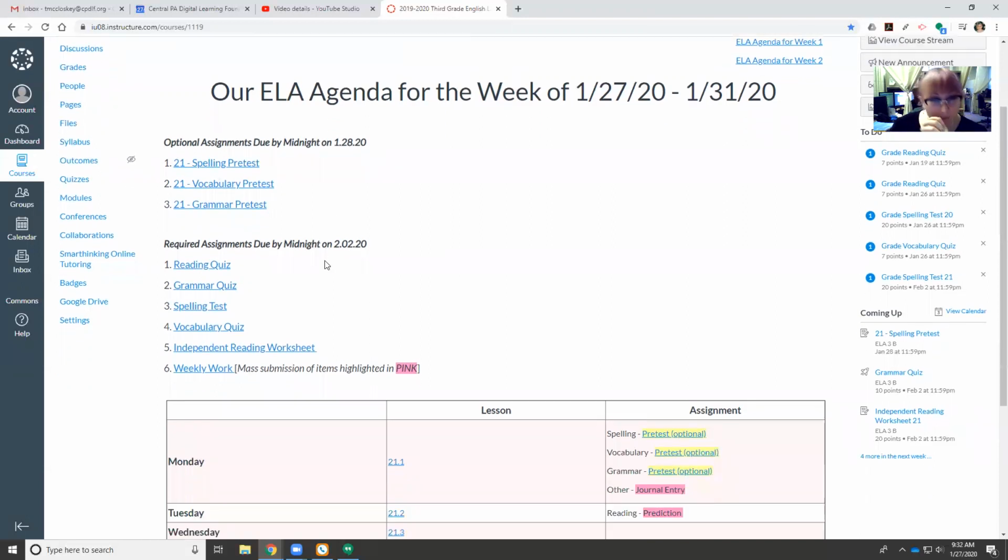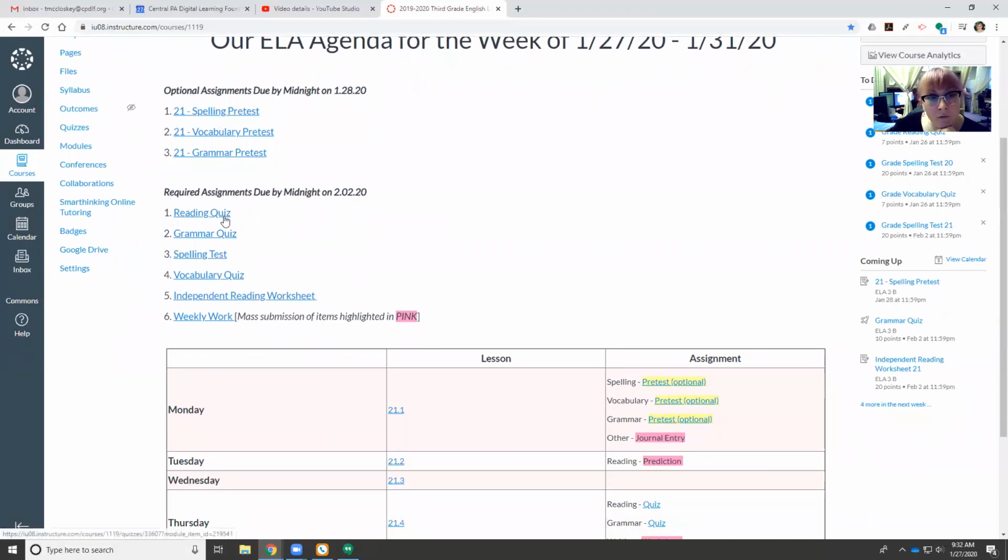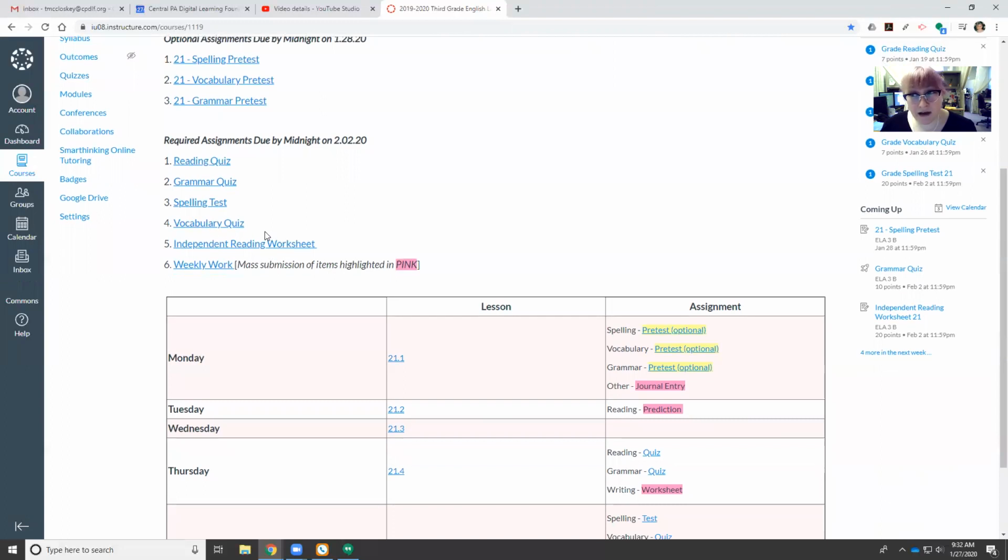Your required assignments, which are due by Sunday at midnight, are your reading quiz, grammar kit quiz, spelling test, vocabulary quiz, independent readings worksheet, and your weekly work. And again, these grammar, spelling, and vocabulary quizzes, if you get like 100% on the pretest, then you won't have to take them at all. If you take the pretest and you do well, then I'll exempt you from some of the things. So it'll make your workload a lot lighter if you take the time to do these pretests today.